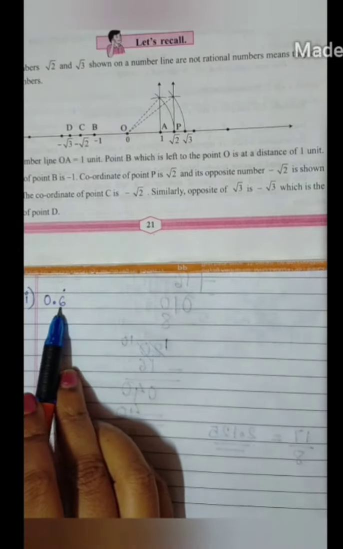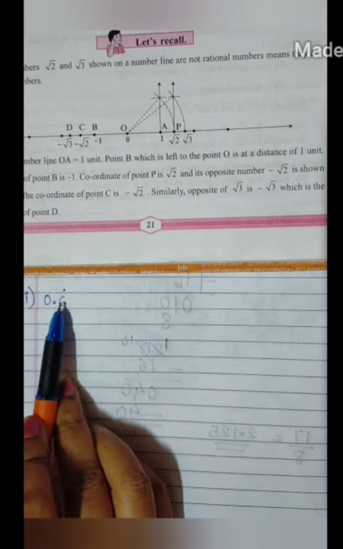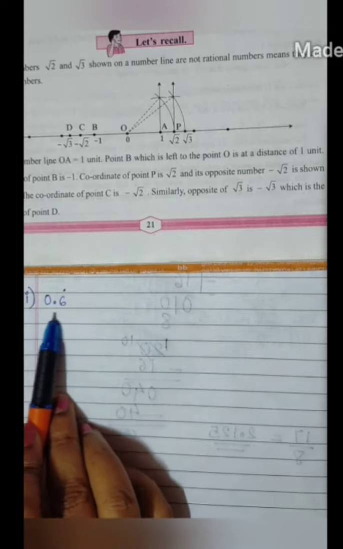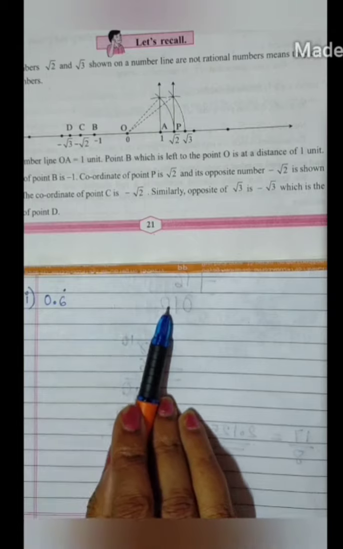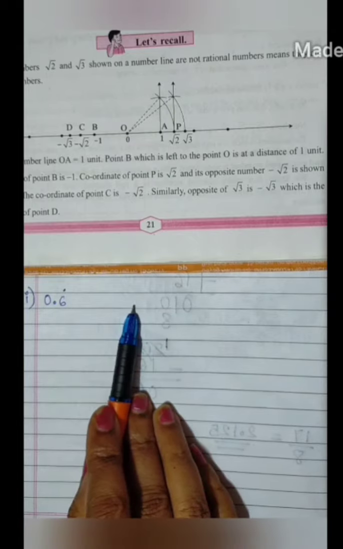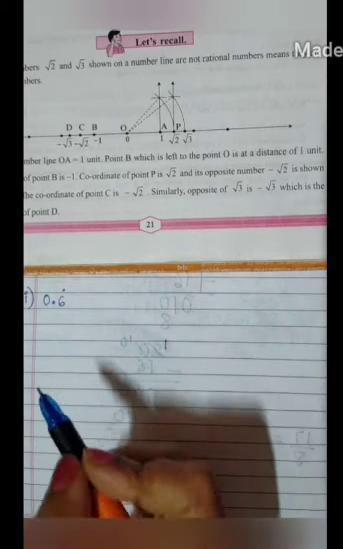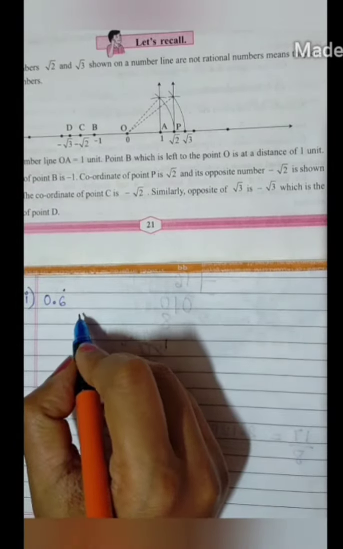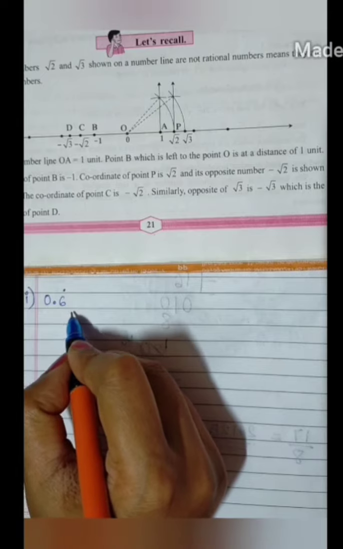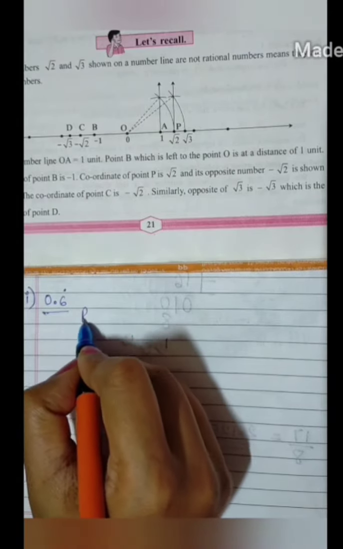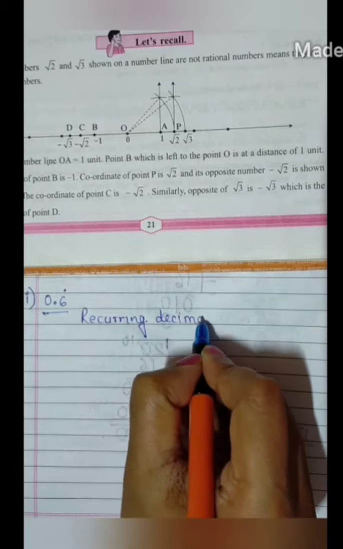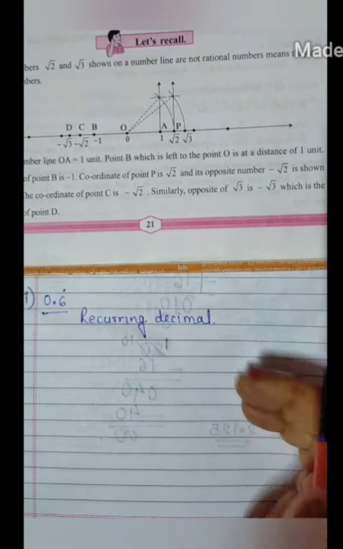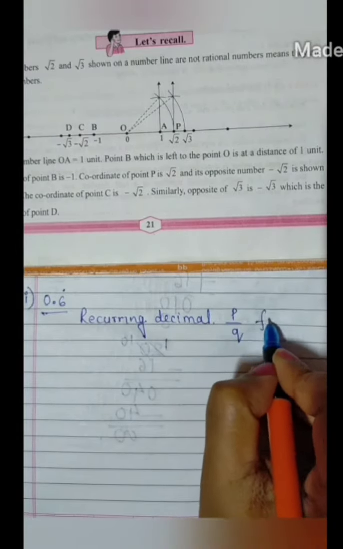So this is recurring type. As you know, recurring type means the number goes on repeating. Okay, there is no end for it. So I am writing, we have to, this is the recurring decimal. We have to convert this in P upon Q form.